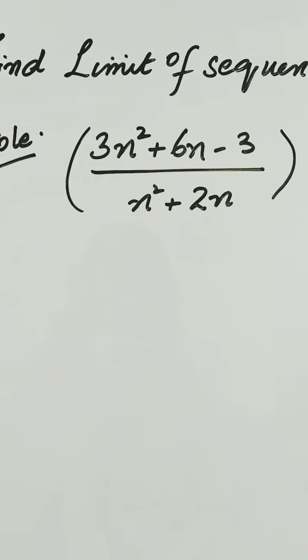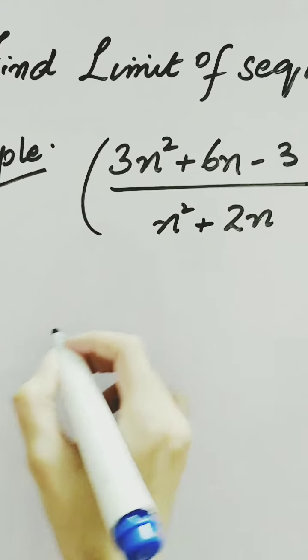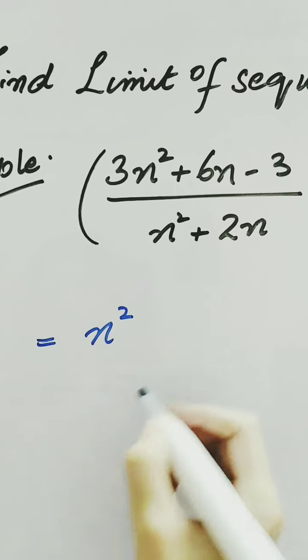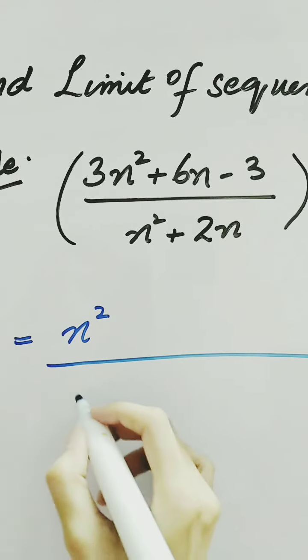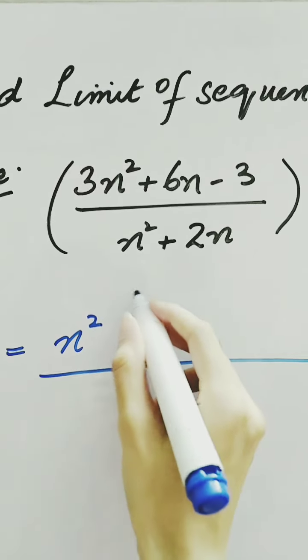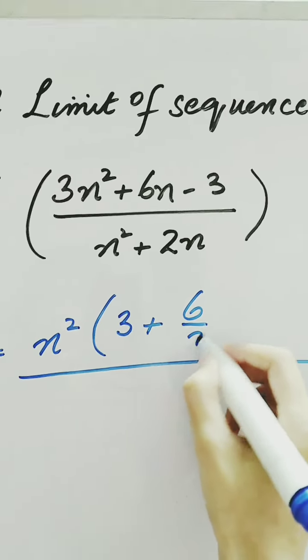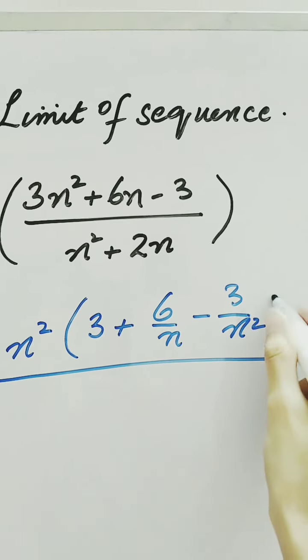First of all, we will take the common n square and then we will apply the limit in order to solve it. So we are going to take n square as common from the numerator, which is 3n square plus 6n minus 3, and it becomes 3 plus 6 over n minus 3 over n square.